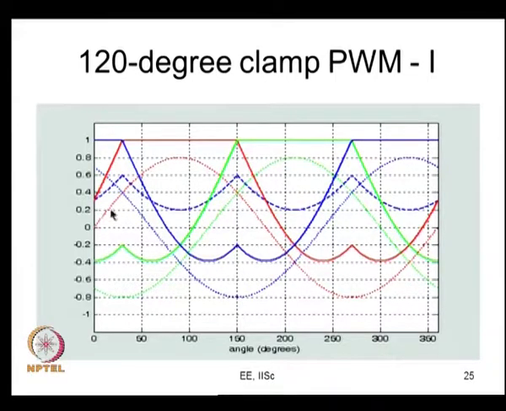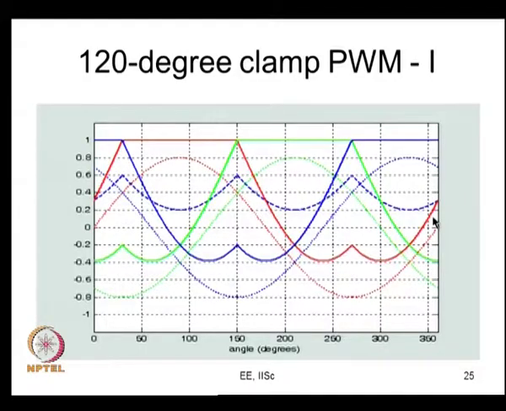What is being done? There is a 3-phase modulating signal. Now, you are adding a common mode, and the common mode added is like this. So, the common mode is always positive. So, what happens? This goes and hits the limit at +1 during this interval for 120 degrees continuously, and the modified modulating signal comes like this.